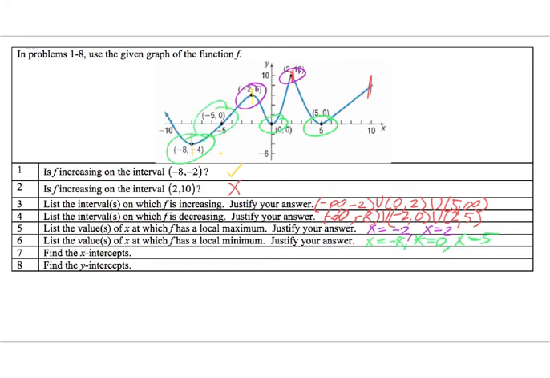X-intercepts, I've got 1, 2, 3, at negative 5, 0, and 5. And the y-intercept is at the point (0, 0).